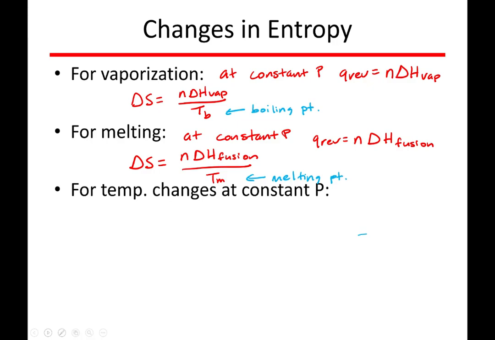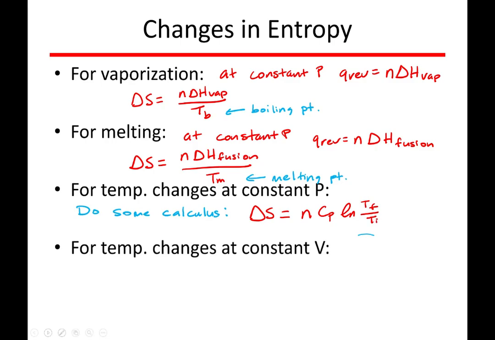So for a process where the temperature changes at constant pressure, the way that you would calculate delta S would be a little bit more complicated, and you would have to do some calculus to come up with this equation. So I'm just going to say you do some calculus, and I'm not going to do it here, but the result is what we're interested in. And the result is that delta S for a process where temperature changes at constant pressure will be n C_P times the natural log of T final over T initial.